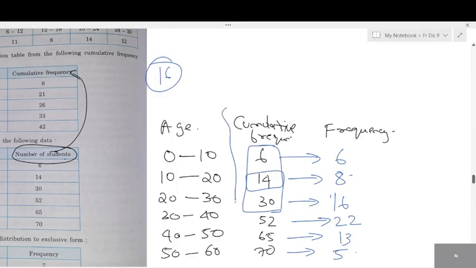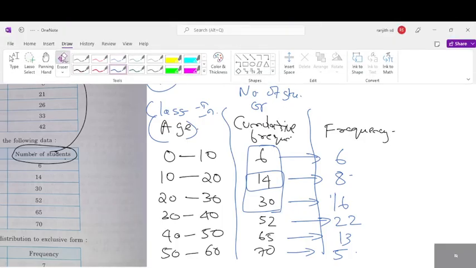Draw a neat table, write age. You can write age or class interval, anything is fine. Class interval or age. Cumulative frequency or whatever they have given. They have given number of students, even that is fine, number of students. But the third one, write frequency. Okay, write frequency.